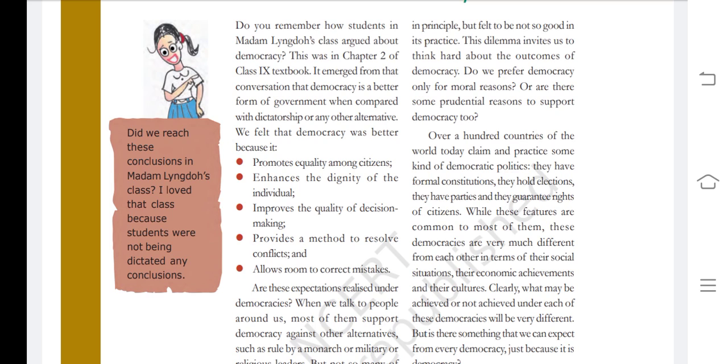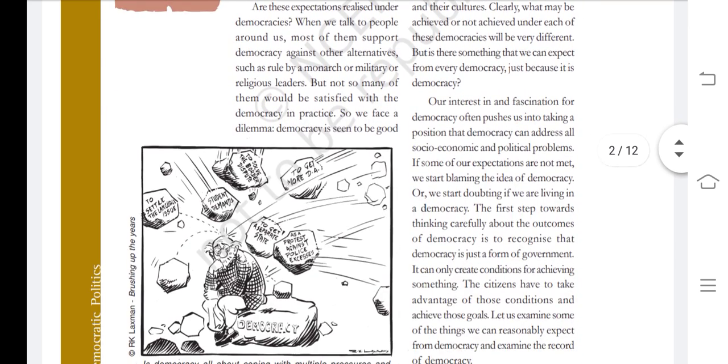Third, it improves the quality of decision making. Whatever decision is made in the government for the welfare of the people, democracy improves the quality of that decision. Fourth, it provides a method to resolve conflicts. Whatever internal strife or conflicts are going on, democracy helps to resolve them. And last, it allows room to correct mistakes. It gives you a way to correct the mistakes in a better way. So these are some features that make democracy better than any other form of government.